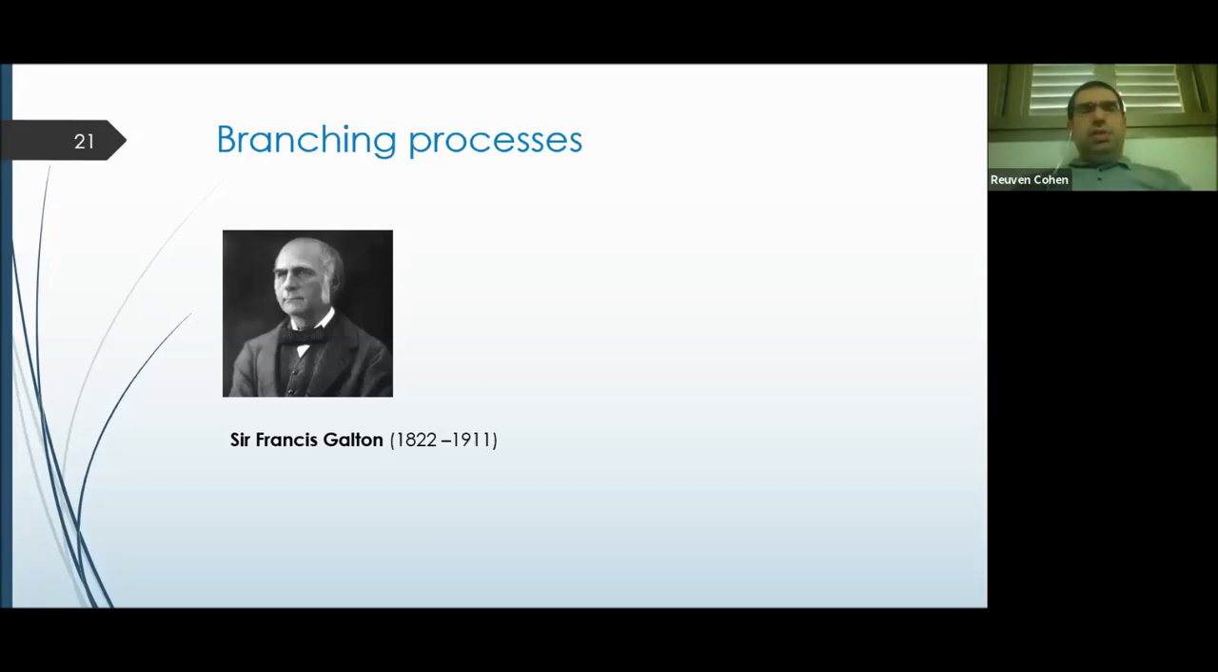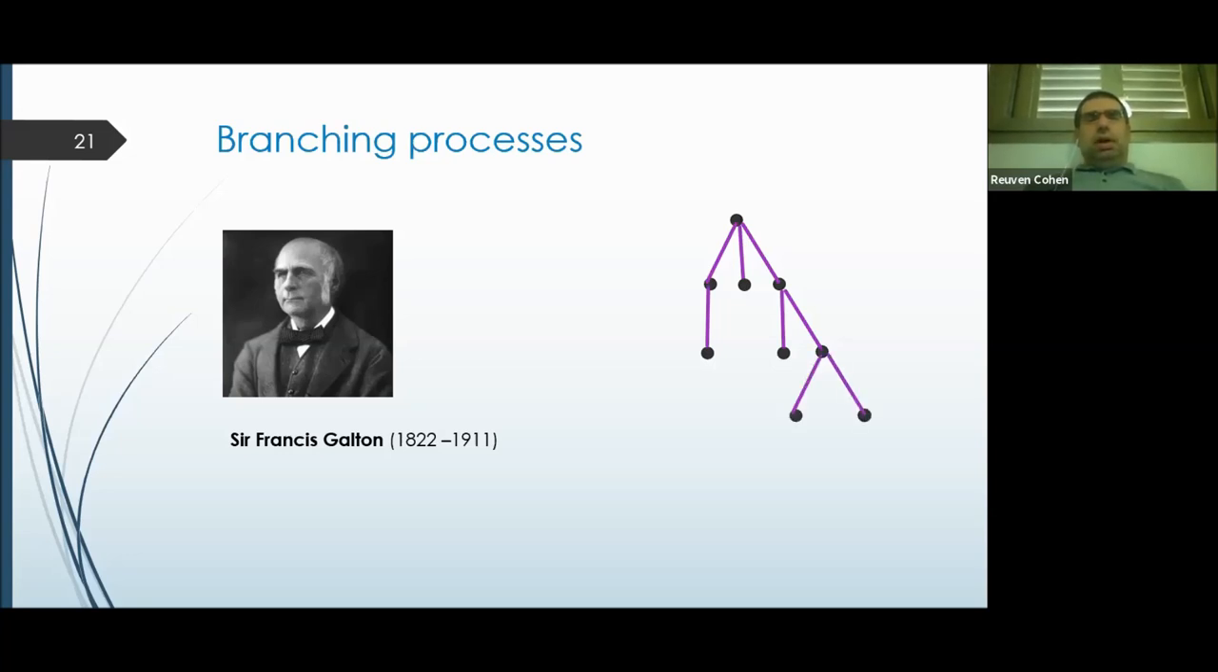I'll start by introducing branching processes. Branching processes are stochastic processes, random processes, in which we start with some individual, say, and then it has offspring, and the number of offspring is a random variable, meaning that there is some distribution, and the offspring are chosen randomly from this distribution. In this case, it has three offspring, and each one of them, again, has several offspring. They can have zero offspring, or one, or more. And this goes on and on for each generation. The question that can be asked is, how long will this go on? Will this ever stop? What is the distribution of the number of descendants after some time, etc.?